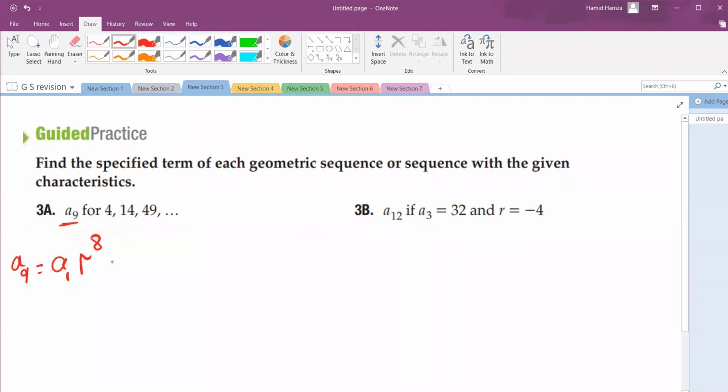A1 in this sequence is 4. So it will be 4 multiplied by, we wanted to find the common ratio. So we'll divide 14 by 4, or 49 divided by 14, it's up to you. So 14 divided by 4 will be 7 over 2. So this is the common ratio. So 7 over 2 raised to power 8. So does anyone have the calculator?